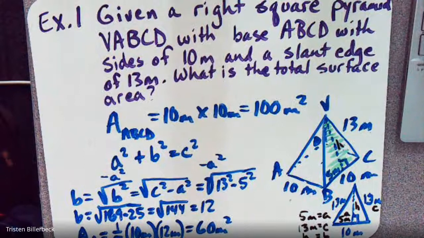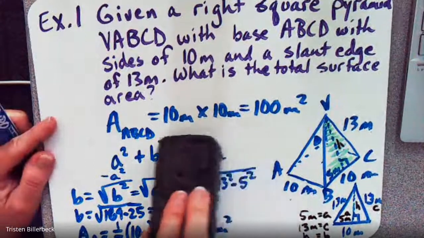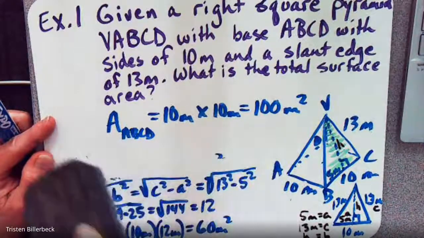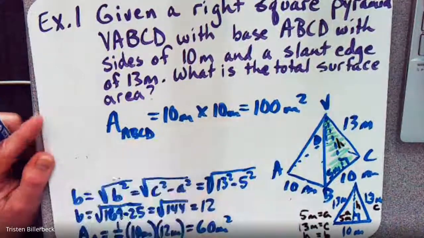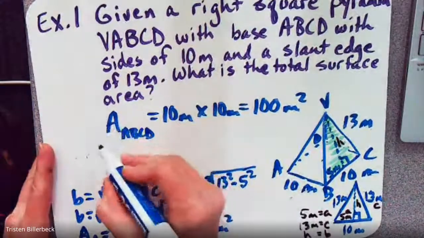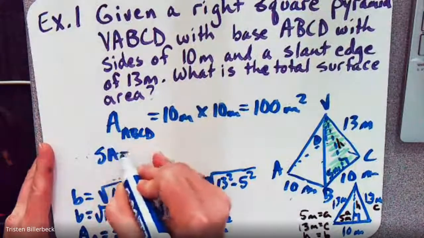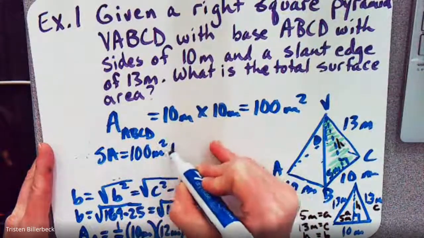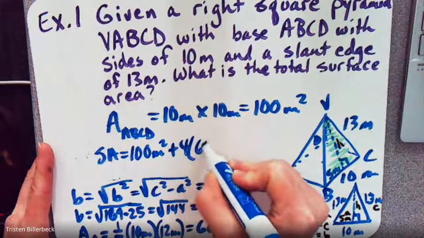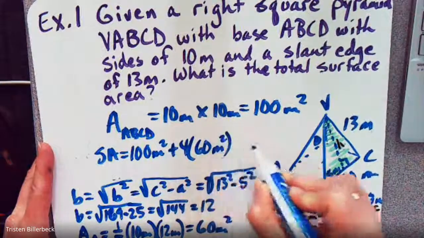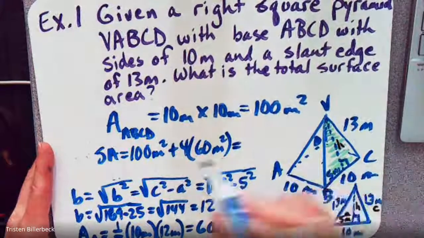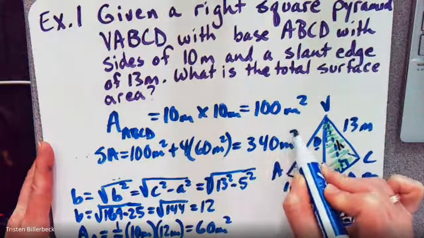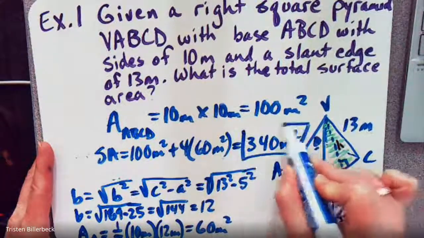Okay, so now let's go back up here. I'm going to make some room and erase the Pythagorean theorem here. So my total surface area is going to be 100 meters squared for the base plus 4 times 60 meters squared. Well, 4 times 60 is 240 plus 100 is 340 meters squared. So that's my total surface area.